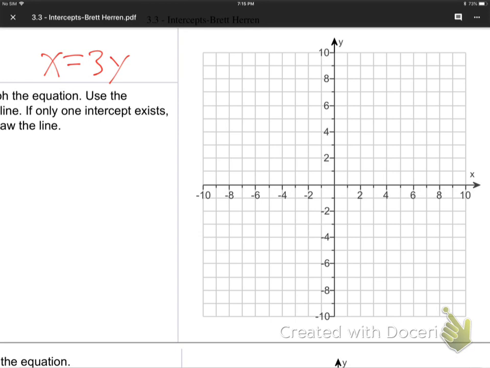Have you noticed that pattern? If it just has x or it just has y, it's flat or straight up and down. But when they have both letters, they're going to have some kind of incline to them. There's going to be some slant to it.